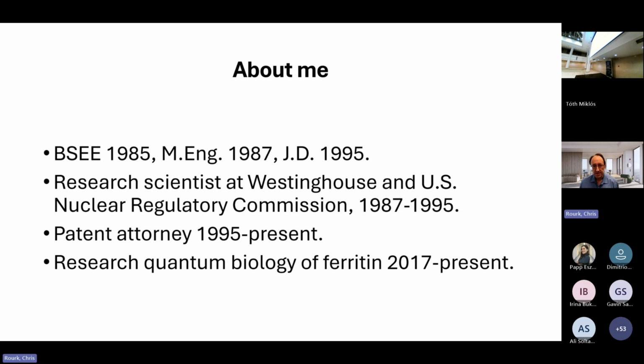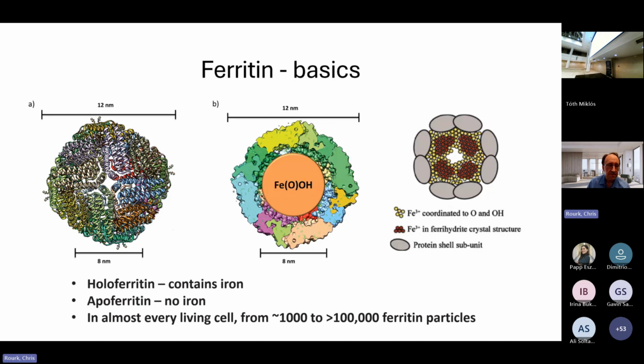So the title of my paper might raise some questions. One could be, does ferritin interact with microtubules in vivo, and what is the evidence of that? Well, first, some basics. Ferritin is a protein complex that forms from 24 subunits. They self-assemble into a hollow sphere that's called apoferritin. But in the labile iron pool, it starts to store iron almost immediately and becomes holoferritin, which contains iron. Almost every living cell has ferritin, from thousands to hundreds of thousands of ferritin particles, depending on the cell.